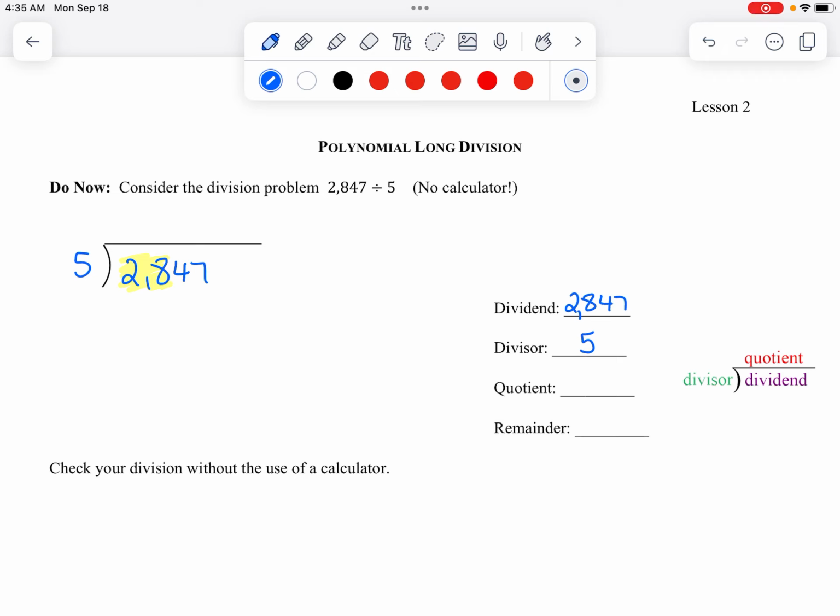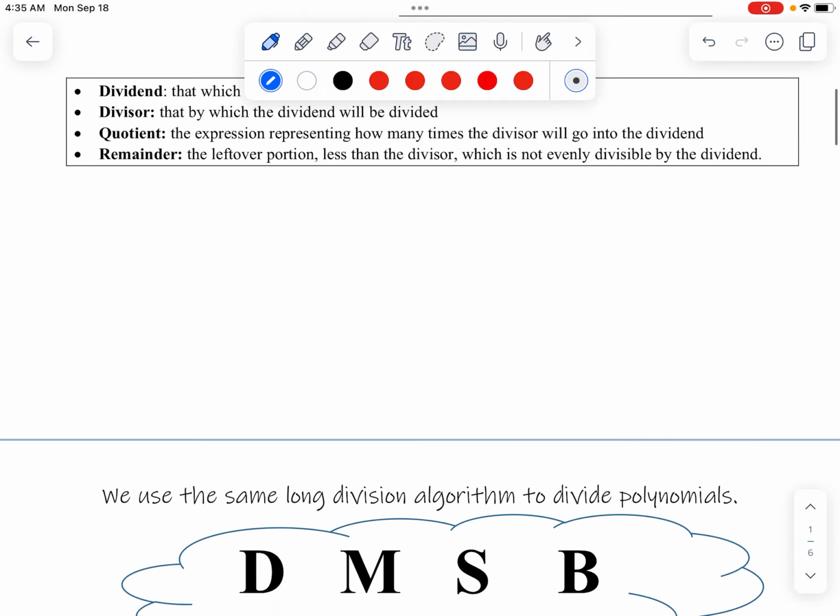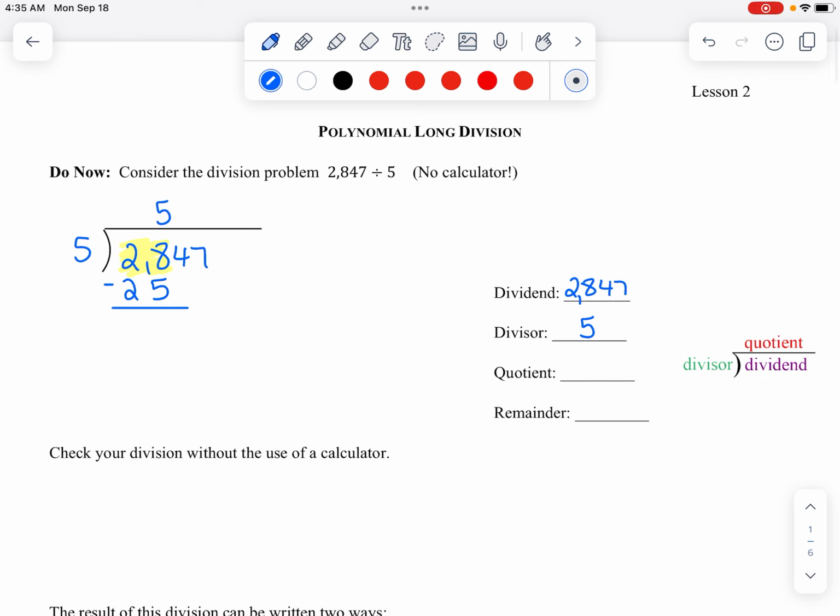5 divides into 28 5 times. So I'm going to write that number 5 on the top. 5 times 5 is 25, so I'm going to write that number underneath 28. And then subtract. 28 minus 25 is 3. And then we bring down this 4, really to do it all over again.